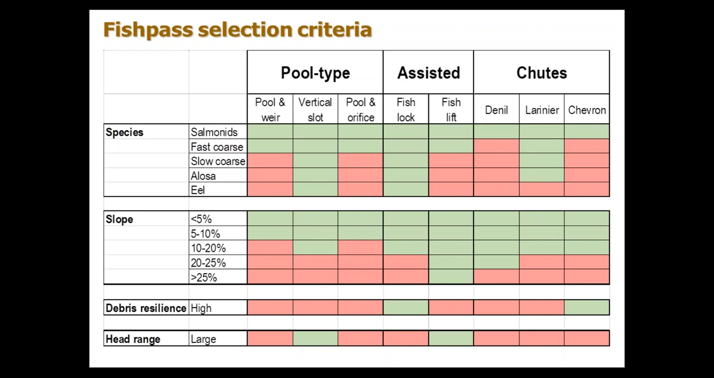To assist us in choosing the best type for our river and our case, we can use a table, as you can see on your screens, taking into account species, slope, debris resilience, and head range. In gray, you can see when the type of fish pass can be chosen, and in red, when you will miss this kind of fish pass.